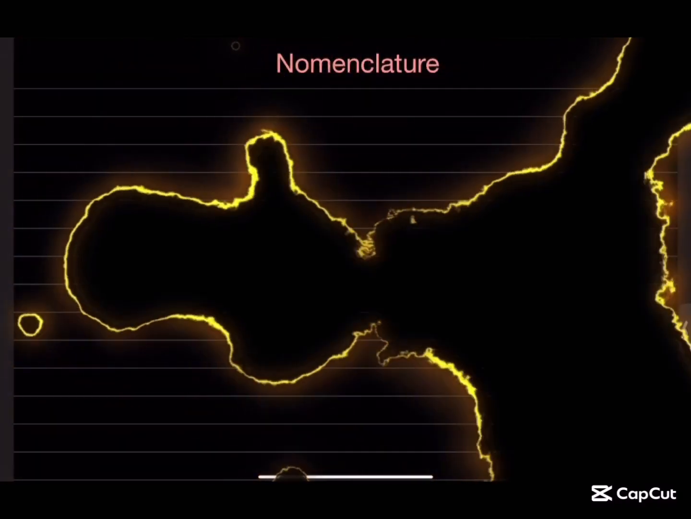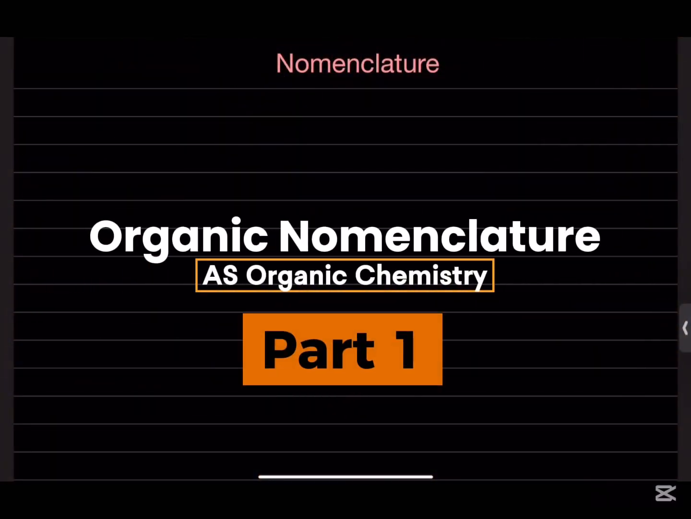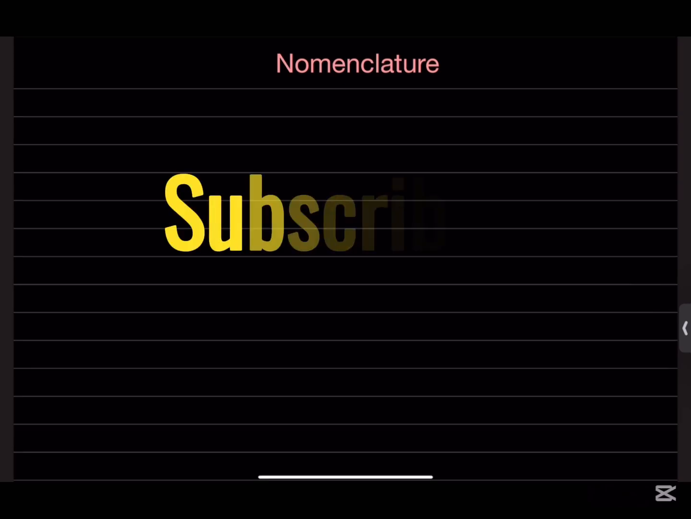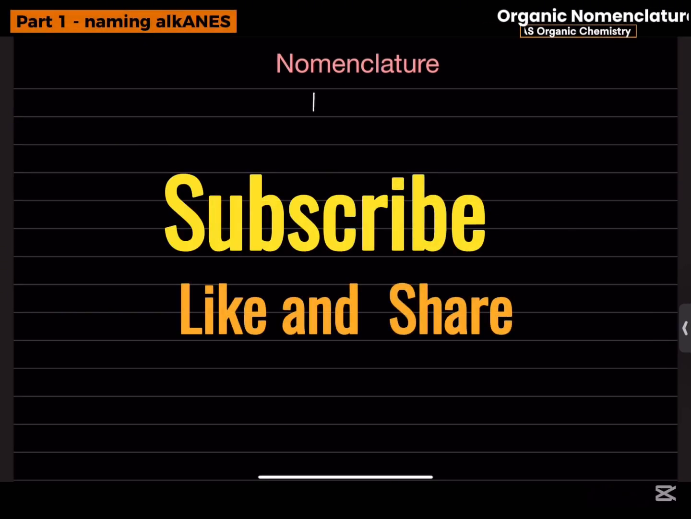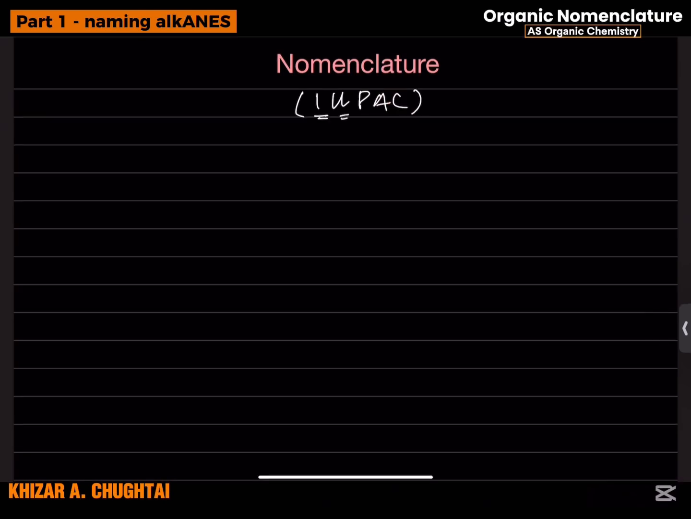Nomenclature. How to give the name of a compound according to IUPAC, International Union of Pure and Applied Chemistry. That gives us how to write the name of structure of any organic compound. This name is also said to be or known as systematic name.